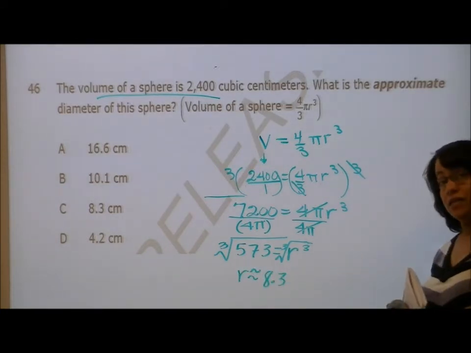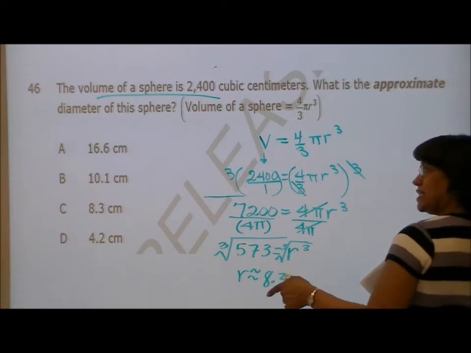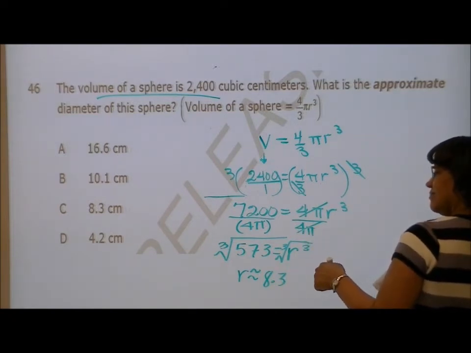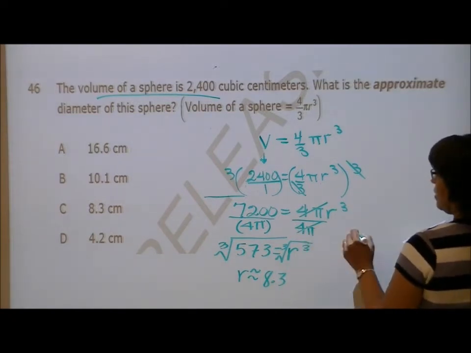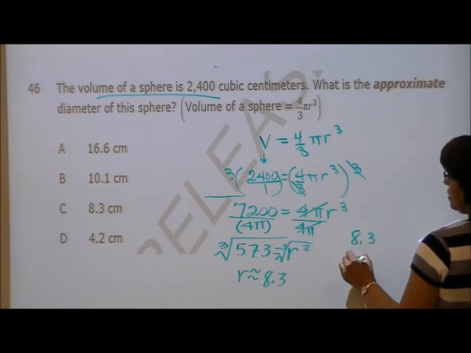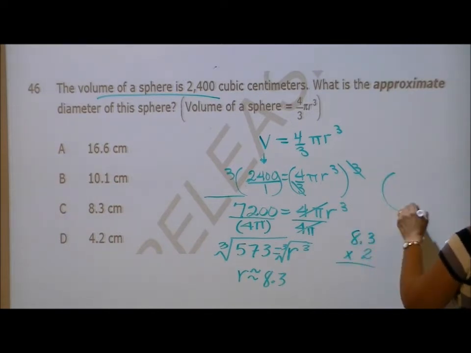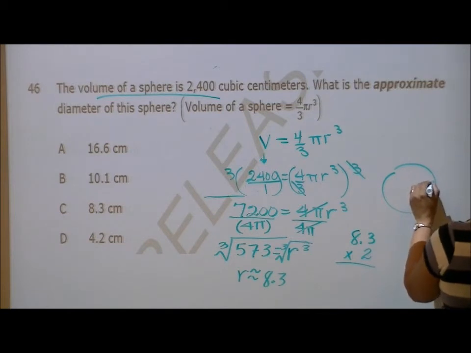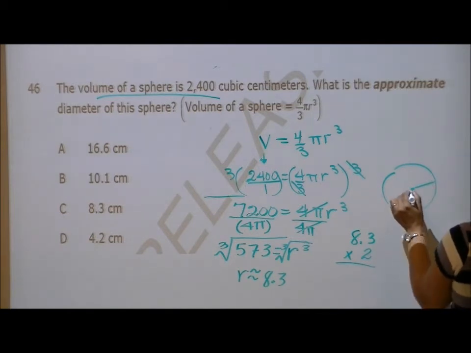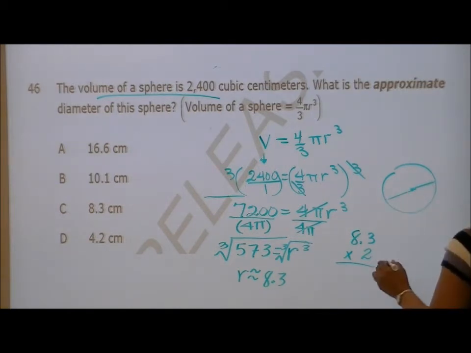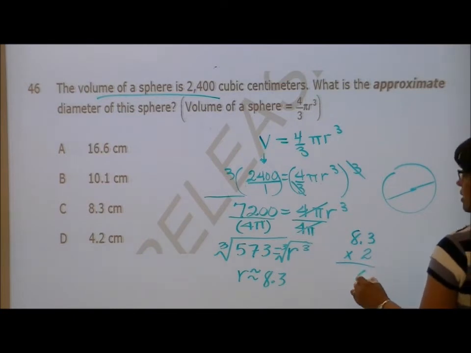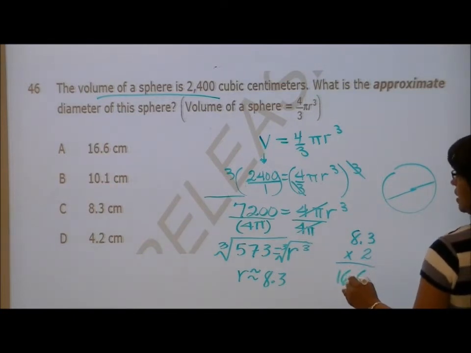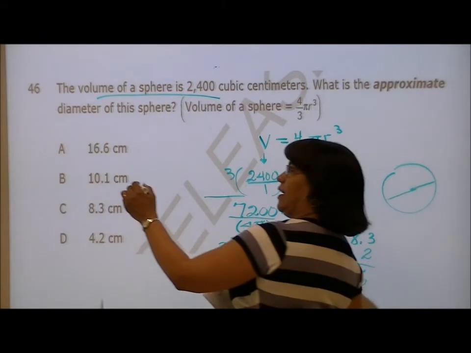Well, if that's your radius, remember how to get from the radius to the diameter? Right, you doubled it. So now we're going to do 8.3 times 2, because the diameter, if you look at a circle or a sphere, this is your radius, but when you include the whole piece, that's your diameter. So then you have 2 times 3 is 6, and 2 times 8 is 16. So your answer is A.